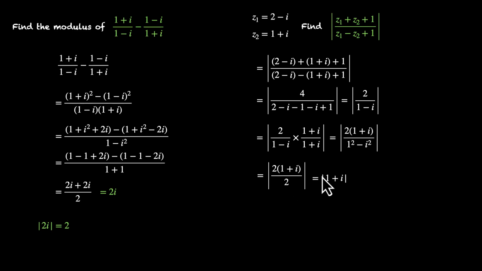So now we're looking for the mod of 1 plus i. That's equal to square root of 1 square plus 1 square. That's equal to root 2. Alright, let's try one more.